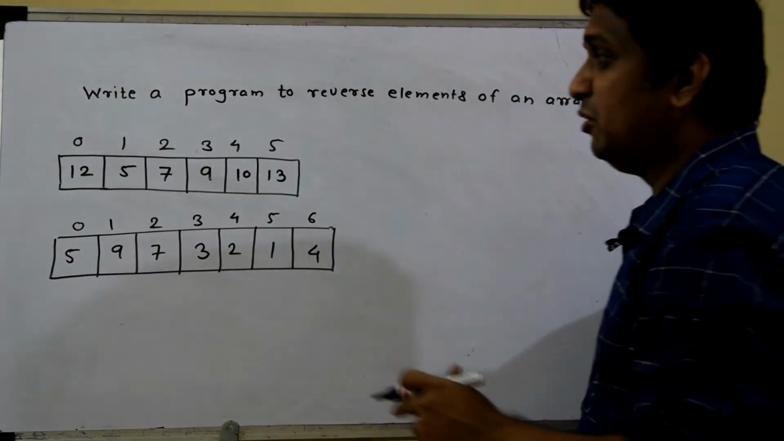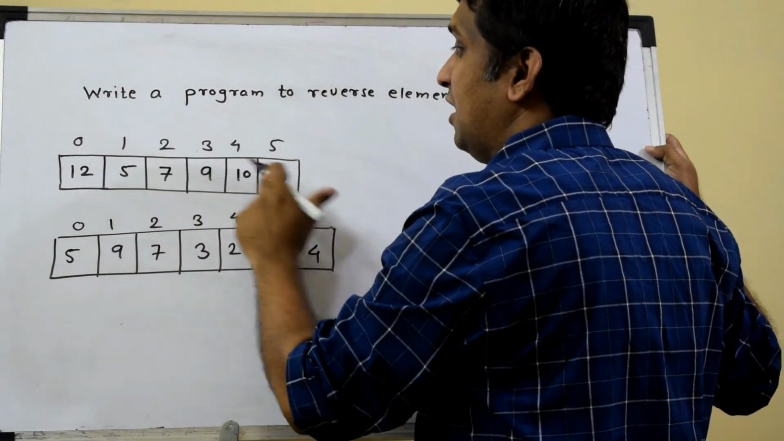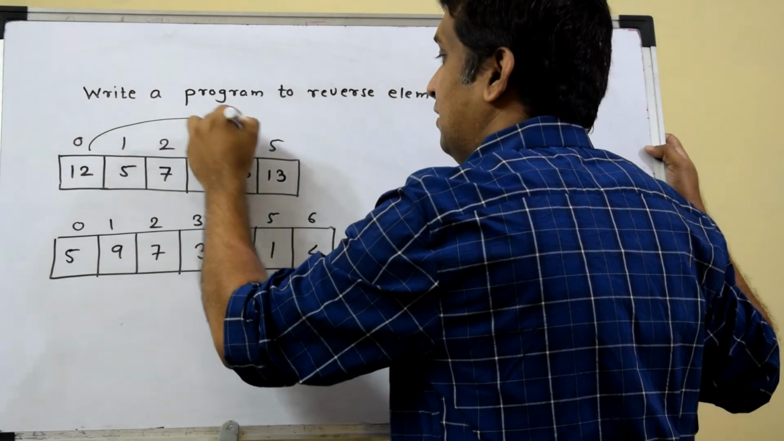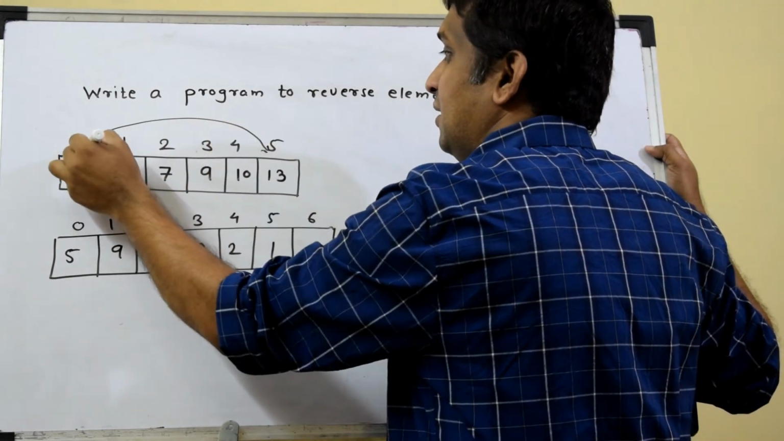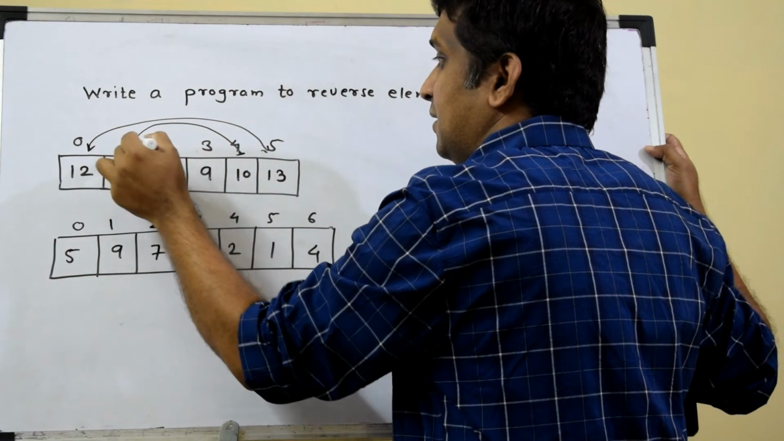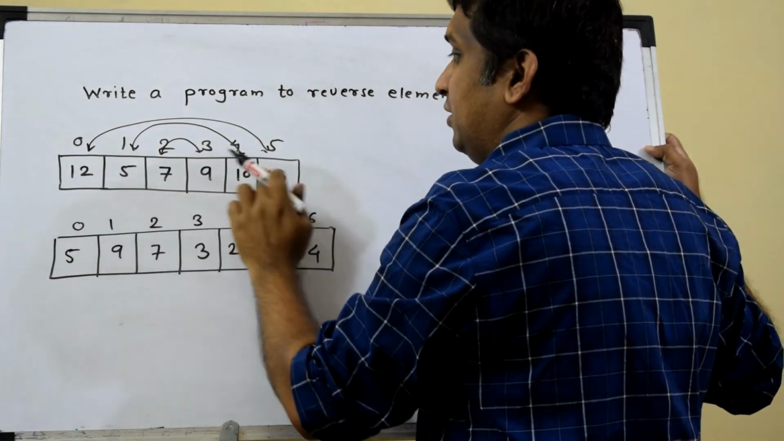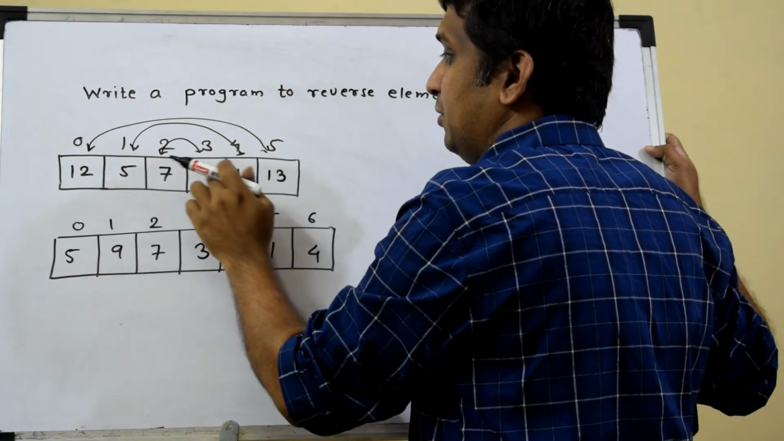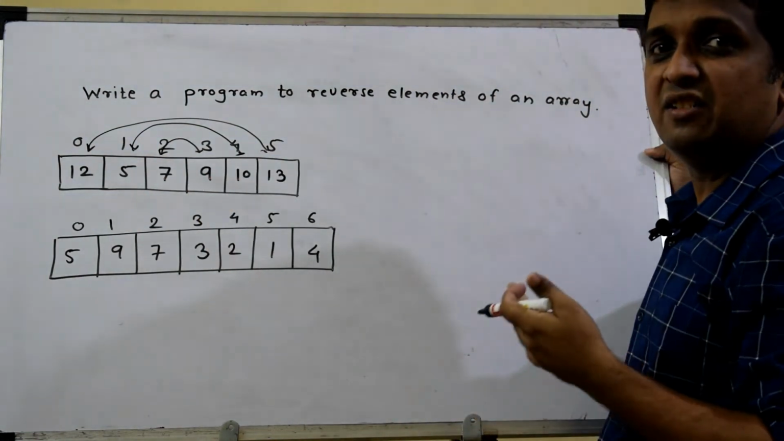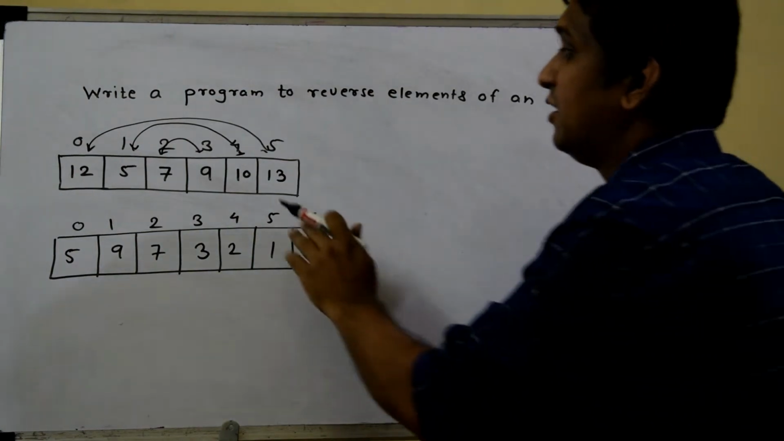Which elements do I need to interchange? I need to interchange the 0th element with the 5th element, first with last. So these two elements I will interchange. Then I will interchange these two elements, and then these two elements. So 12 with 13, 5 with 10, 7 with 9. When I swap them, the array will be in reverse fashion.